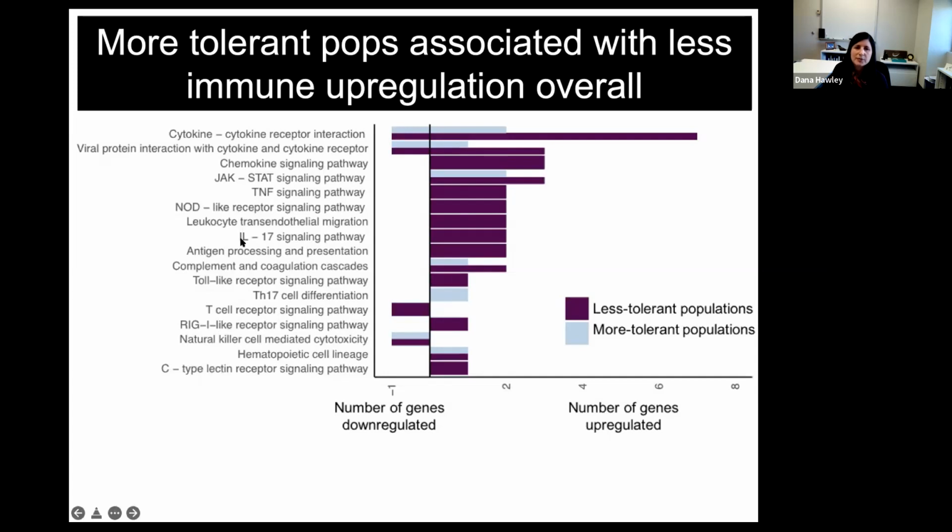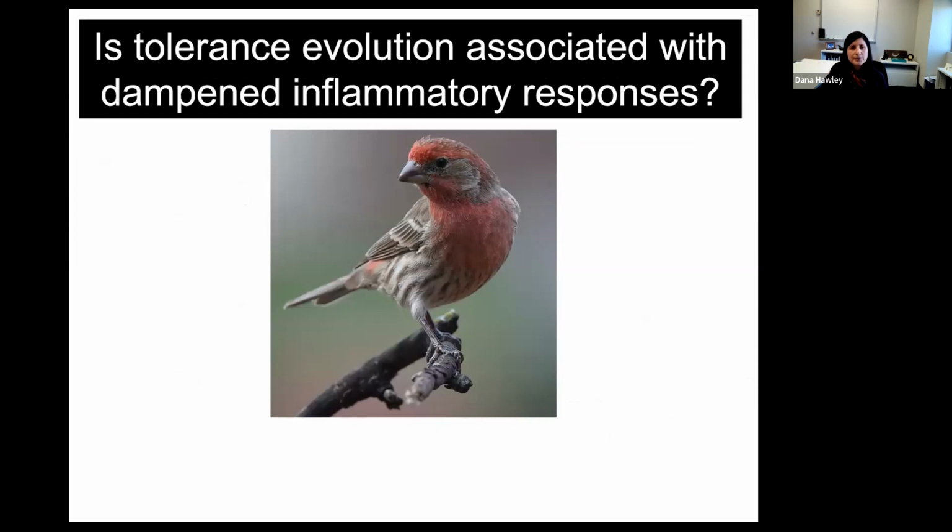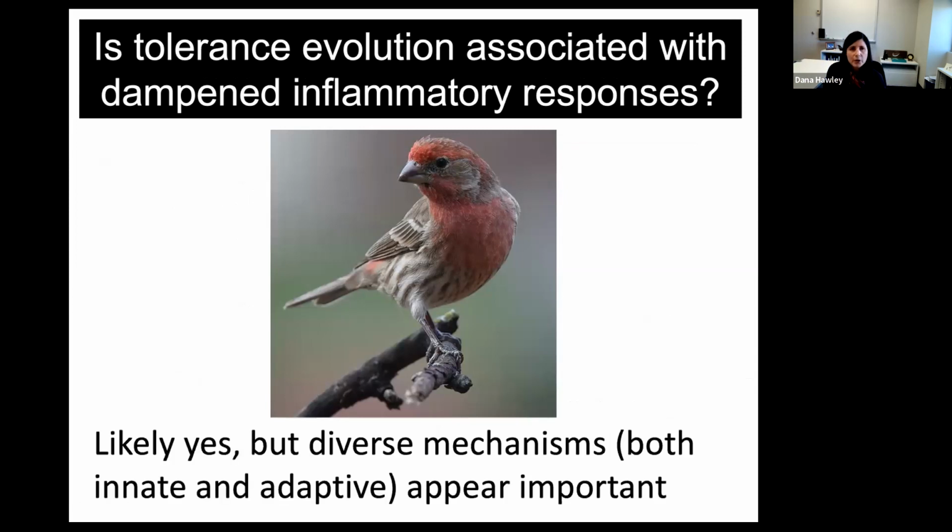We were also very interested in what types of pathways there are, and unsurprisingly, there are a lot of innate inflammatory type pathways like cytokine interactions, but also a lot of adaptive type pathways as well. But overall, it looks like tolerance is almost associated with a muting of upregulation of genes. So far, we think that there is some kind of dampening of inflammatory responses, but it's not that these more tolerant populations are specifically downregulating anything; instead, they're simply not upregulating these genes, at least at the time that we looked at, which was day 3.